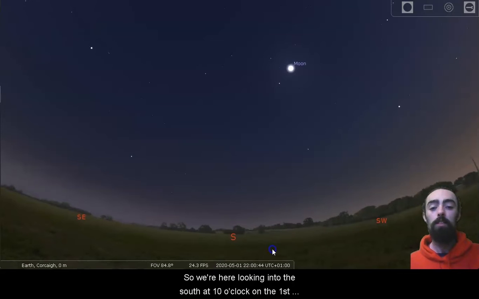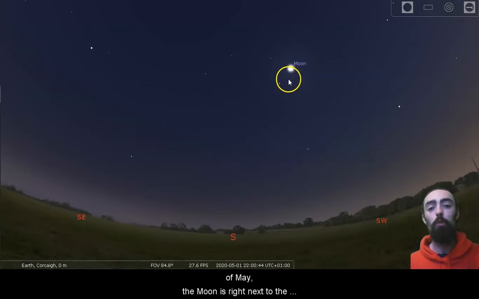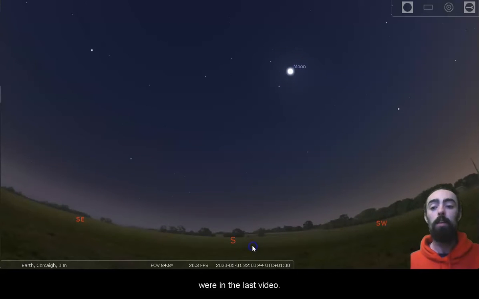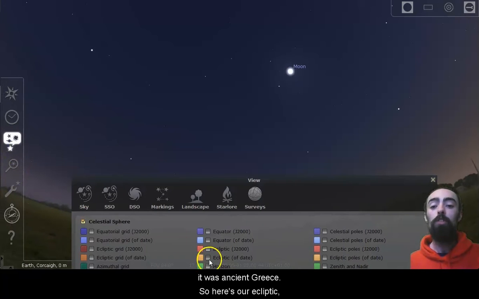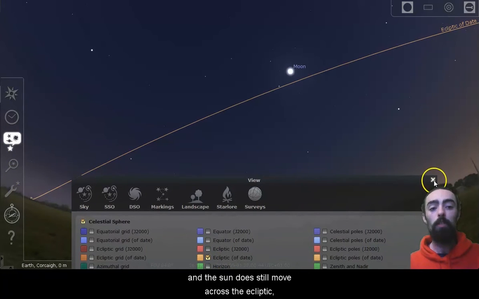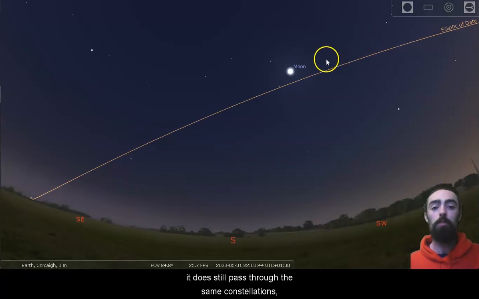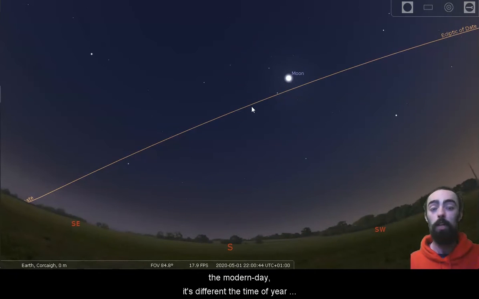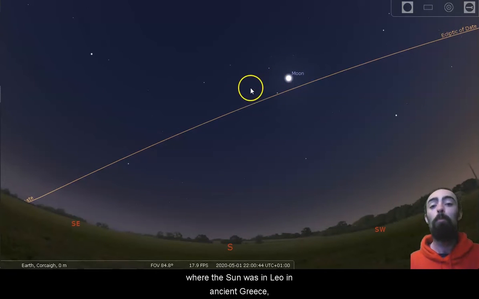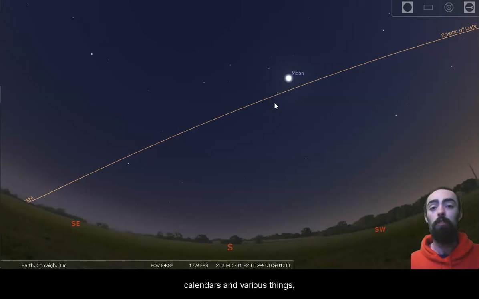So we're here looking into the south at 10 o'clock on the 1st of May. The moon is right next to the constellation of Leo, so we are starting just as we were in the last video. Now, when these constellations were first used to figure out the time of the year, it was ancient Greece. So here's our ecliptic, and the sun does still move across the ecliptic. It does still pass through the same constellations, but the time of year that the sun is in front of Leo for us in the modern day is different to the time of year where the sun was in Leo in ancient Greece. And this is because of leap years and changing calendars and various things.